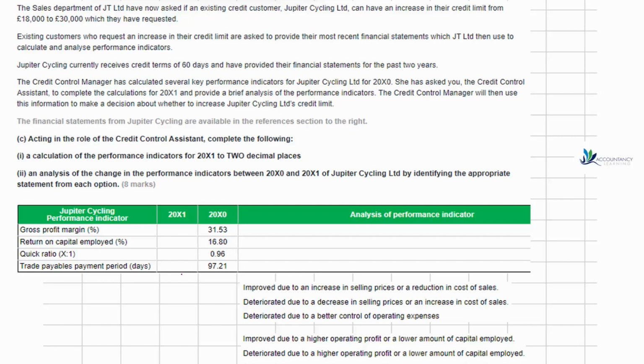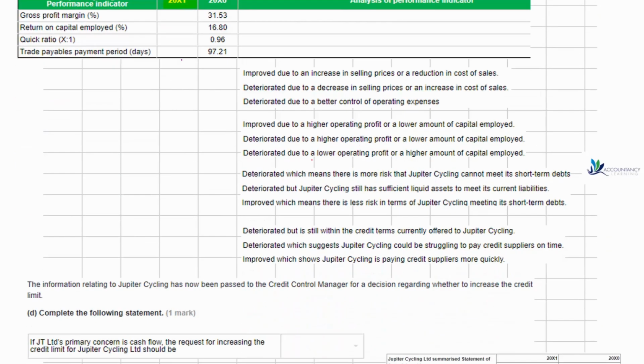The credit control manager has calculated several key performance indicators for Jupiter. She's asked you, the credit control assistant, to complete the calculations for 20X1 and provide a brief analysis of the performance indicators. The credit control manager will then use this information to make a decision about whether to increase Jupiter Cycling's credit limit. So what we need to do is calculate the performance indicators for 20X1 to 2 decimal places. So again, remember to follow the instructions in the question. So we need to work out the gross profit margin, return on capital employed, quick ratio, and trade payables payment period. So let's scroll down to have a look at the information.